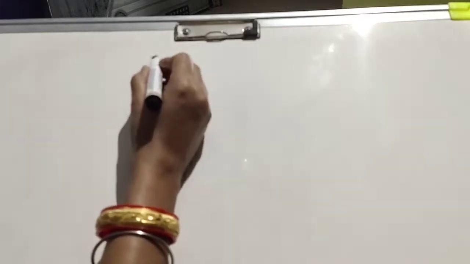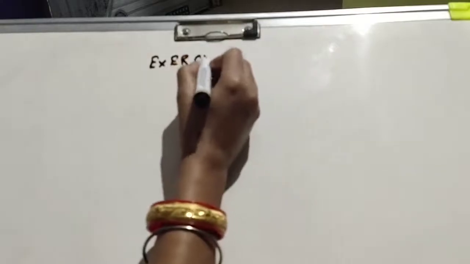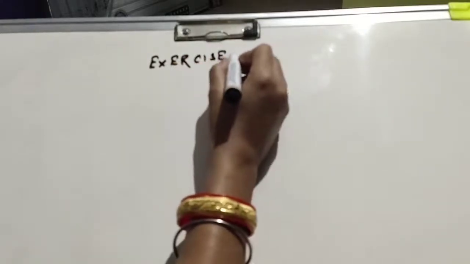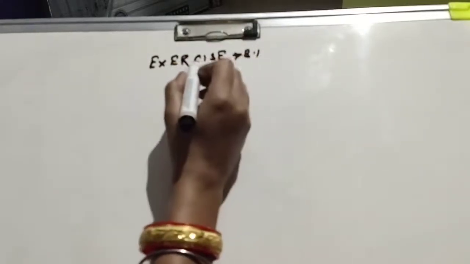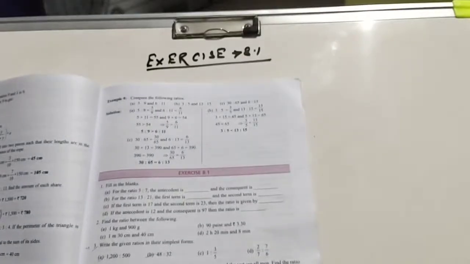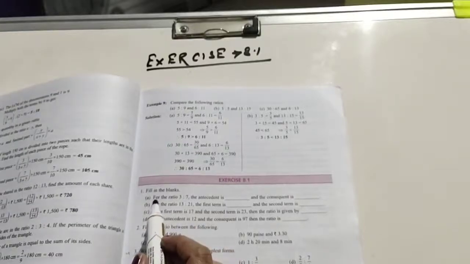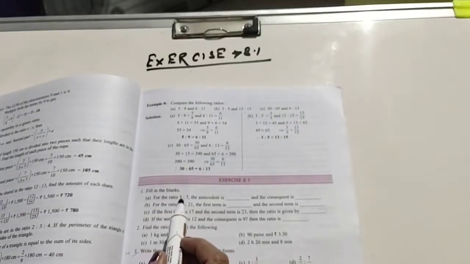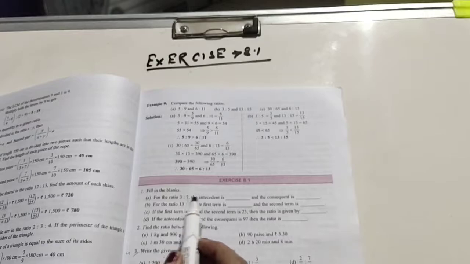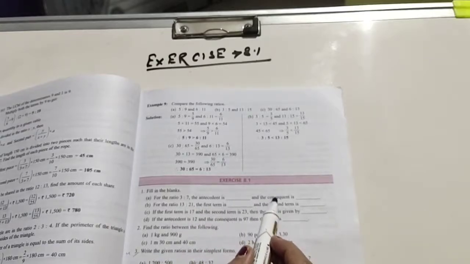Exercise 8.1. Your question number 1 is fill in the blanks. Look here in your book. The first question is given for the ratio 3:7, the antecedent is and the consequent is.